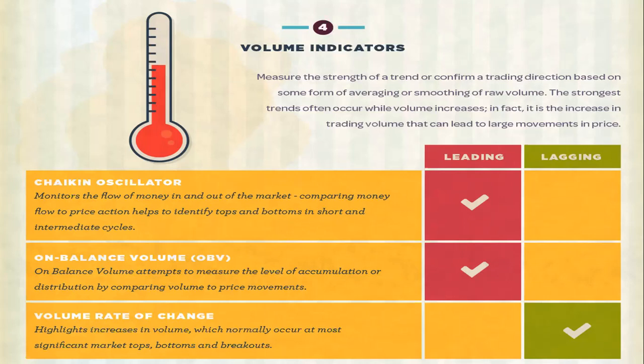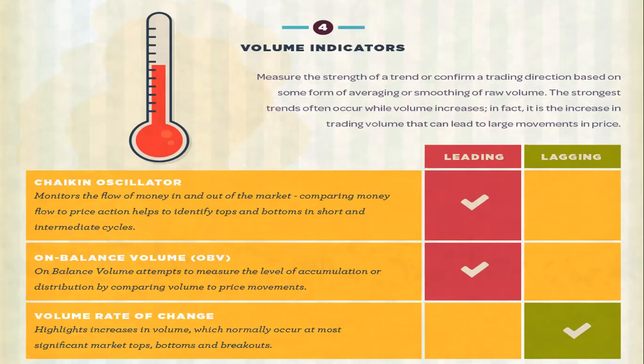Second on the table, we have on balance volume, OBV. On balance volume attempts to measure the level of accumulation or distribution by comparing volume to price movement. And OBV is categorized as a leading indicator.